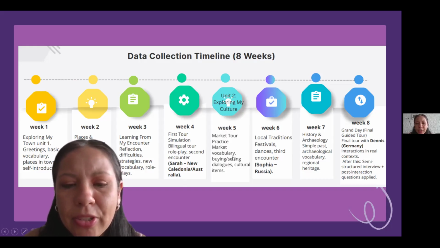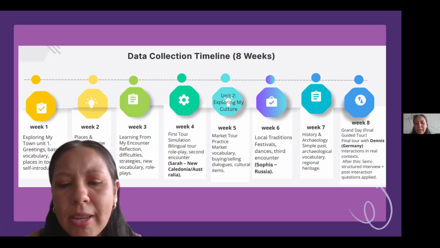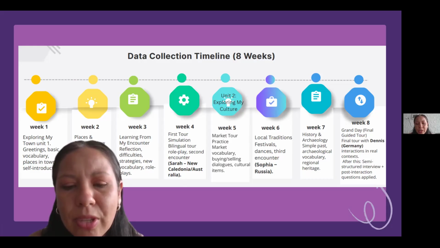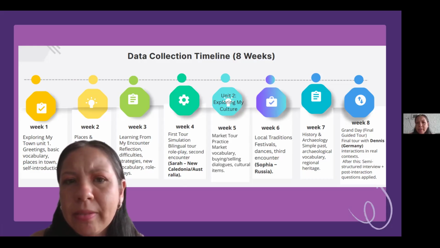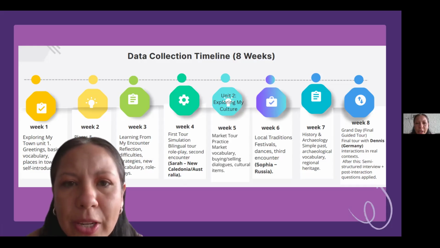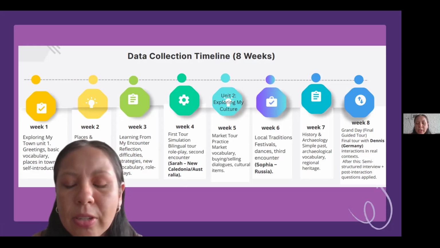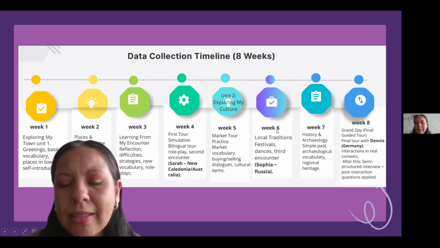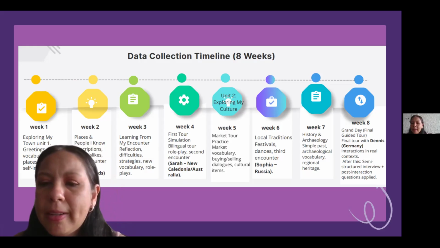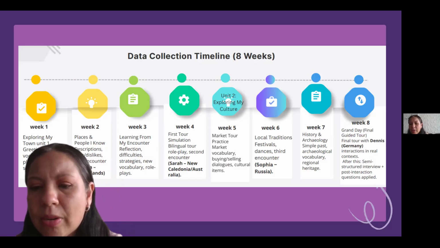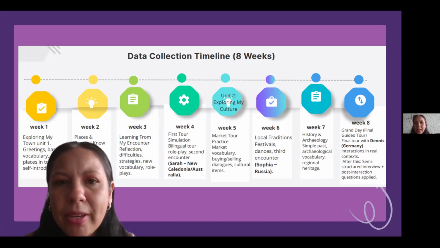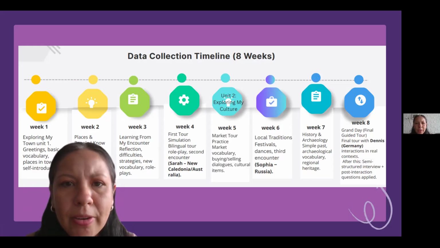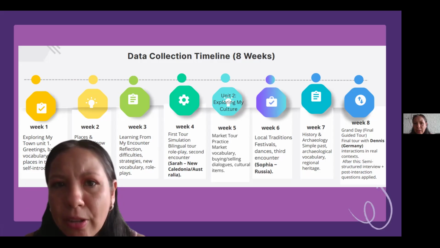The fifth week was the market tour, practicing vocabulary: how to sing, how to buy and how to sell things, and also vocabulary related to fruits, vegetables, and products of the region that are found in the market. Our third encounter, with Sophia from Russia, was in the sixth week, where students practiced local traditions from the region. The seventh week was about archaeology, the parks that we have here, and the statues and all the environments related to natural and archaeological places here.